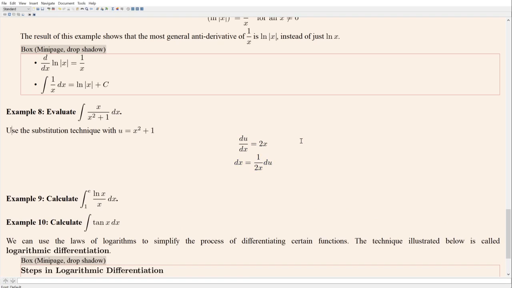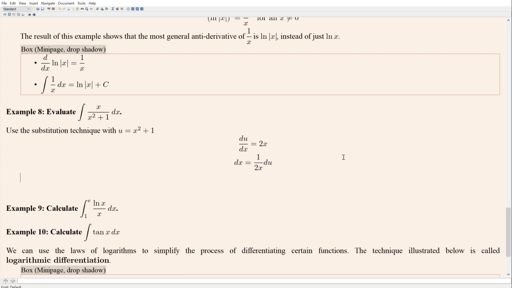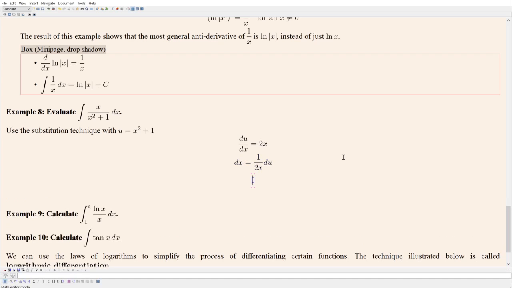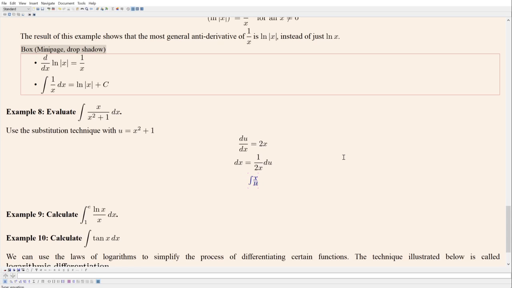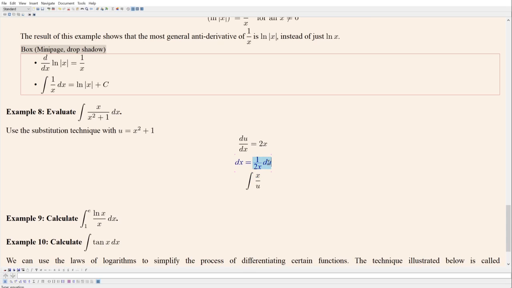Again, this is just the procedure for the substitution technique. So our integral is x on the top, u on the bottom, because x squared plus 1 is turned into u. And then instead of dx, we're going to put all of this stuff.